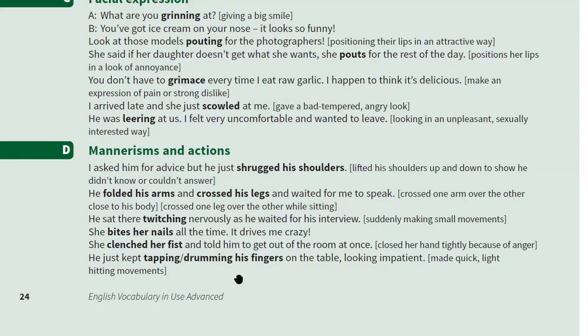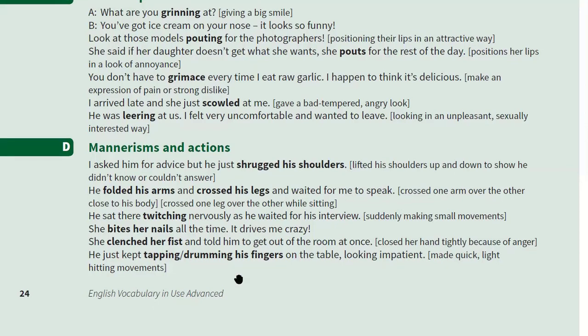Okay, she clenched her fist and told him to get out of the room at once. Clenched her fist means closed her hands tightly because of anger. Another one: he just kept tapping or drumming his fingers on the table, looking impatient. It means he made quick, light hitting movements, tapping or drumming his fingers on the table.